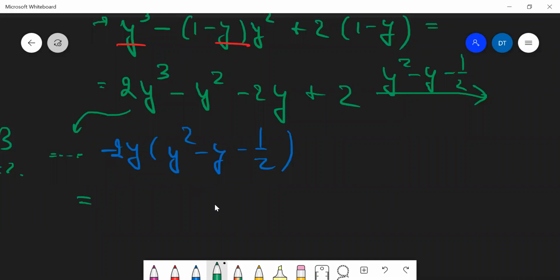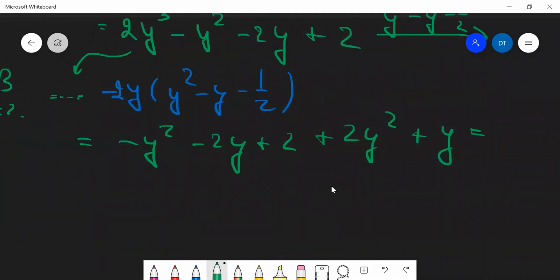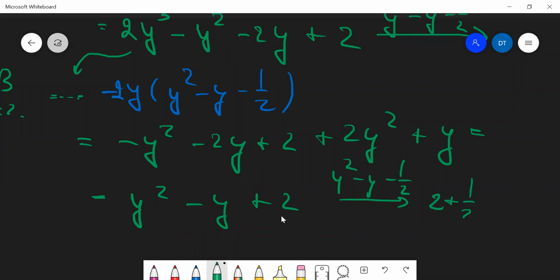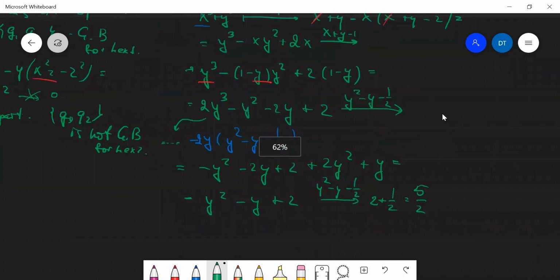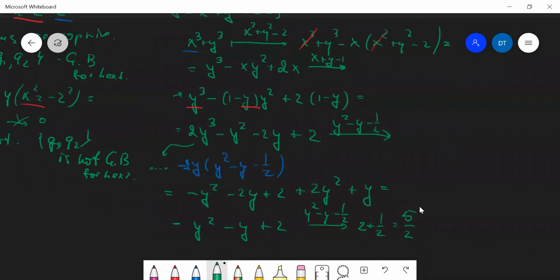And what will we get? We will get minus y squared minus 2y plus 2, and then plus 2y squared plus y. This is what we have. And the result is y squared minus y plus 2. Then we can reduce it again by y squared minus y minus 1 over 2. It means that we replace this expression by 1 over 2. So this will be 2 plus 1 over 2, which is 5 over 2. This means that this expression equals 5 over 2.